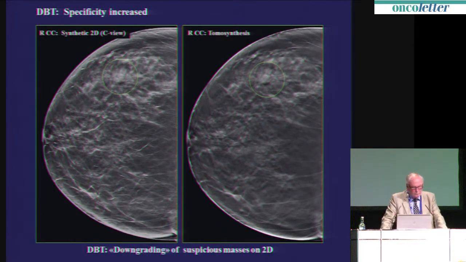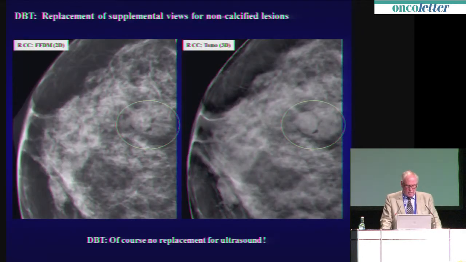Increased specificity. We can see on the conventional 2D there is a mass, but the borders, the shape might be very difficult to analyze in a dense breast parenchyma. On the tomo, we can sharply see it is an absolutely benign appearing mass with a halo, no calcifications. So the specificity is increased using tomo. So if there are any masses, is there one, is there two, are there three? On tomo, we can increase the specificity.